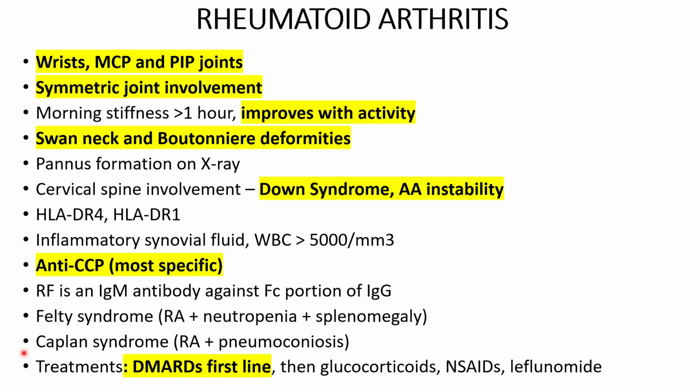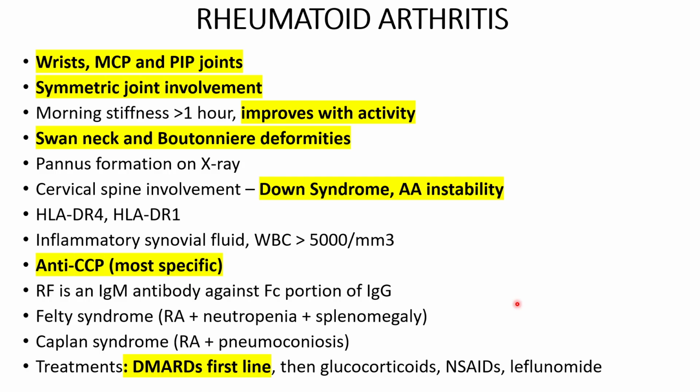And as far as treatments go, DMARDs are going to be the first line, such as methotrexate, and then glucocorticoids, NSAIDs, and leflunomide. What is leflunomide? Leflunomide inhibits T cell proliferation, which makes it especially useful for this because in RA, we have activation of CD4 helper T cells. So the leflunomide will inhibit that T cell proliferation. You just have to remember this is an autoimmune condition.